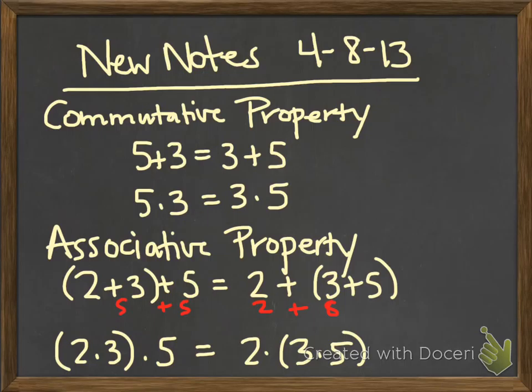So that's associative property. On the times problem, we have 6 times 5, which is the same as 2 times 15. So 30 equals 30.